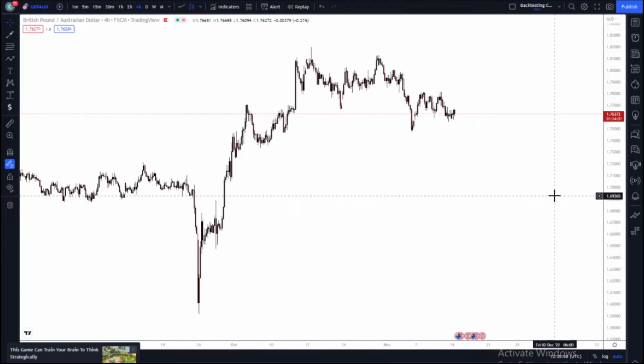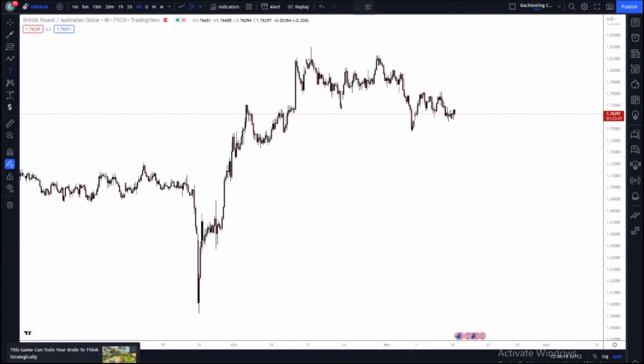So looking at GBP AUD, what was the thought process behind this trade? Why did I even take this trade in the first place? First of all, what I needed to do was to identify my trend. And as you can see, we are in an uptrend. How do we know we are in an uptrend?